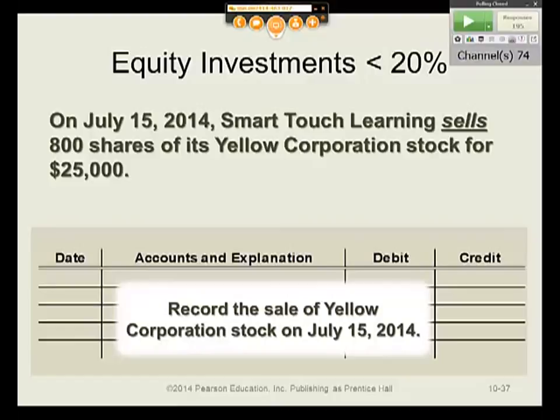So now you're selling, you know the selling price. Okay, so you're selling the stock for, was it 25? Right.